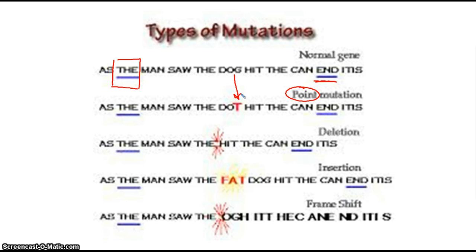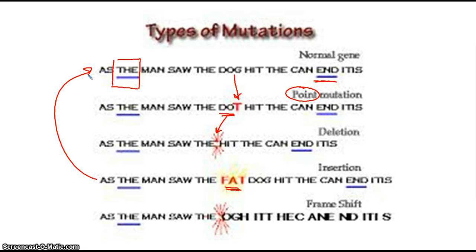Now we can have what's called a deletion. Here's an example where we have deleted a whole section. So the man saw the hit the can. Now we can kind of read it, but it's missing something. That's called a deletion. Then we can also have what's called an insertion. Here we insert a whole new thing. So now the gene reads, the man saw the fat dog hit the can. We can still read it, but it has a different meaning than the original gene that was being expressed up here. And all those are relatively minor for the most part, not all of them.